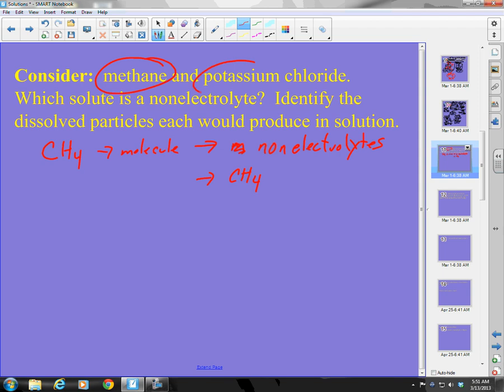Good. What about potassium chloride? KCl, well, that's ionic. So that means it's going to be an electrolyte. And when it dissolves, it will dissociate into K+ and Cl-. Good? Excellent.